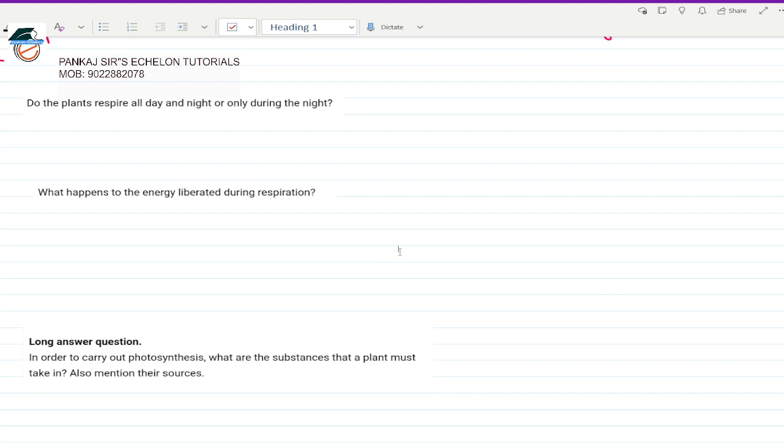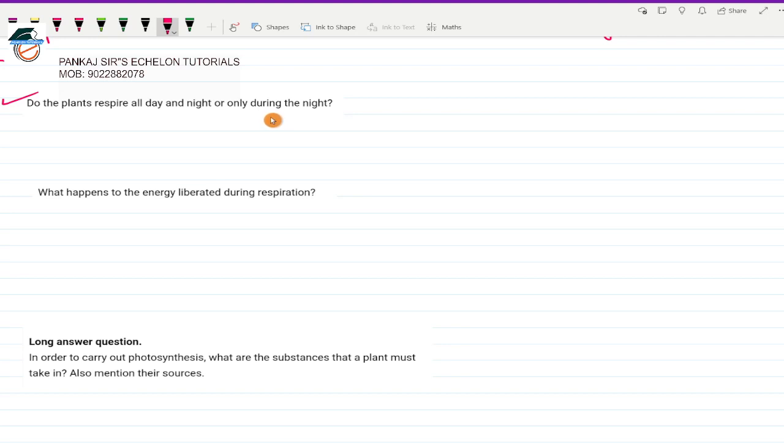Now, next question in the line is: do the plants respire all the day and night? Okay, this one, right? Do the plants respire all day and night or only during the night? Now, this is a very tricky question. Now, in my concept videos, I have mentioned a point regarding this that the plants, they respire even during the day and the night.